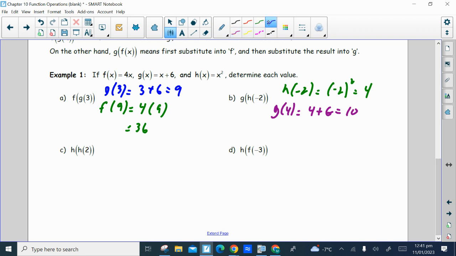Question C, we're embedding h into itself, working from the inside out. H at 2, using the h at x function, you square the 2 because h at x is defined by x squared. And so now this 4 gets plugged in for the h at 2. Now we need to find h at 4, which would be 4 squared, or 16.